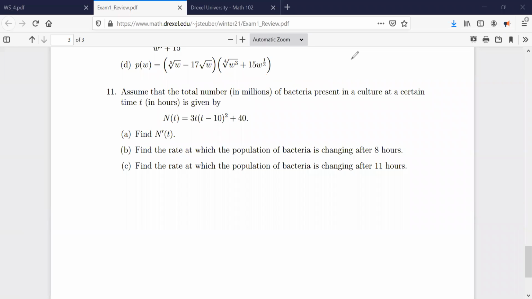Cool. Now assume that the total number in millions of bacteria present in the... so we just did this before, right, in the worksheet 4, so I'm not gonna bother going through the whole process. We literally just did this problem on worksheet 4, so I won't bother going through it, but you can check the recording for what we did earlier.